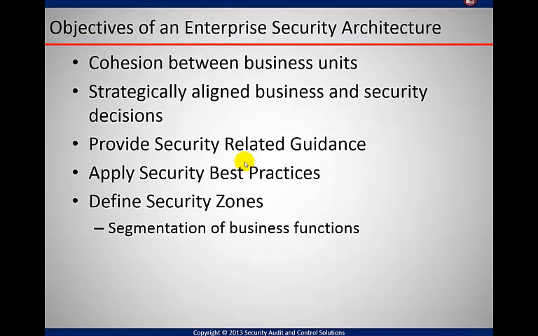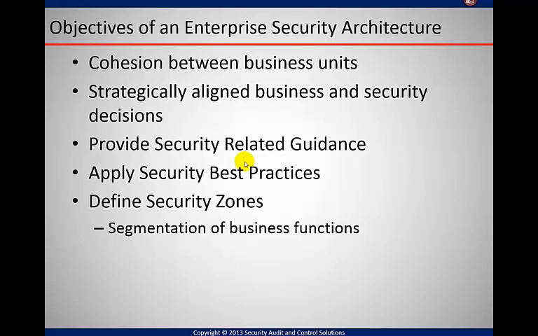Objectives of an enterprise security architecture include cohesion between business units, because we talk the same language. We can make strategically aligned business and security decisions. And when you look at these architecture and different models and so on, you'll see that business drives it, and security should be an enabler to ensure that the business is protected adequately from a logical point of view. It can provide security-related guidance, security best practices or good practices.